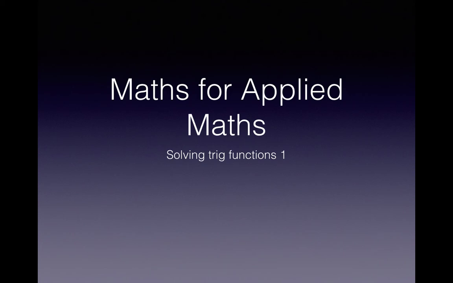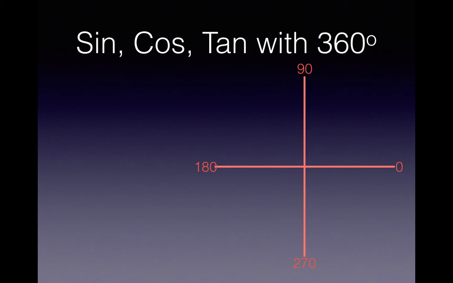Okay, solving trig functions for applied maths. What we're going to do is look at angles between 0 and 90, 90 and 180, 180 and 270, and 270 to 360, which is basically back to 0. And we're going to look at what happens when you take the sine, the cos, or the tan of the angles in each of those four quadrants. The top right, the top left, bottom right.